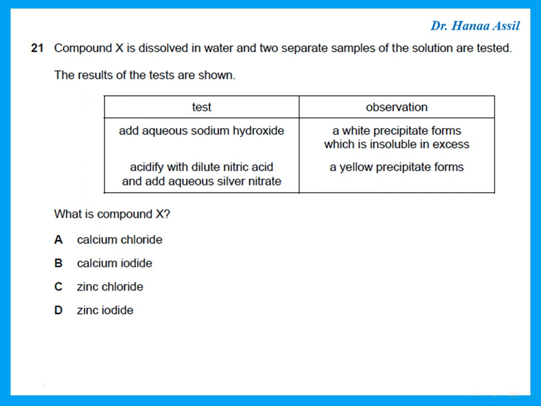21. Compound X is dissolved in water and 2 separate samples of the solution are tested. He added aqueous sodium hydroxide and he got white precipitate insoluble in excess. Would that be calcium or zinc? You have to remember, if I add sodium hydroxide and I get white precipitate insoluble in excess, that is calcium, because zinc will give white precipitate soluble in excess. So my answer is A or B. Then he said, acidify with dilute nitric acid and add aqueous silver nitrate. It gave him a yellow precipitate. Which one gives yellow? Iodide. So my answer is calcium iodide.